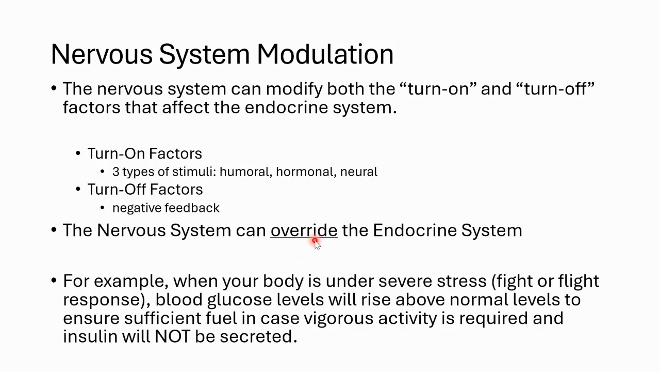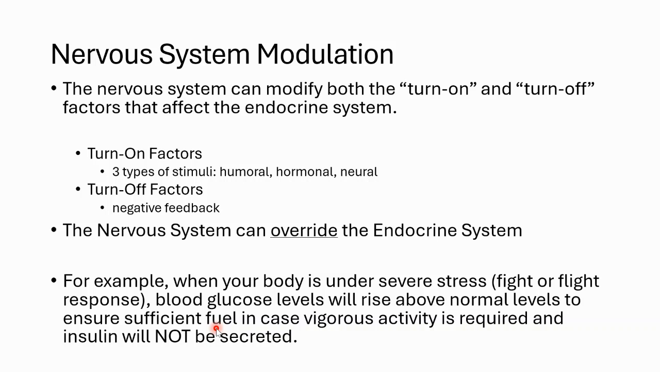The nervous system can actually override the endocrine system. So we talk about how the nervous system and the endocrine system are both control systems, but when it comes right down to it, the nervous system still has the most control. It can override the endocrine system. For example, when your body is under severe stress, such as fight or flight response, blood glucose levels will rise above normal to make sure that you have sufficient fuel. Keep in mind that sugar in your blood is fuel for those cells to generate ATP.